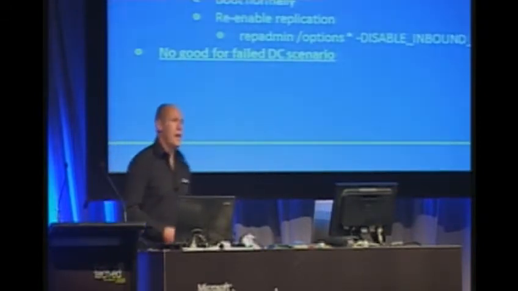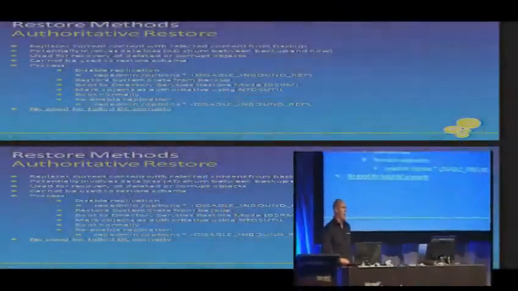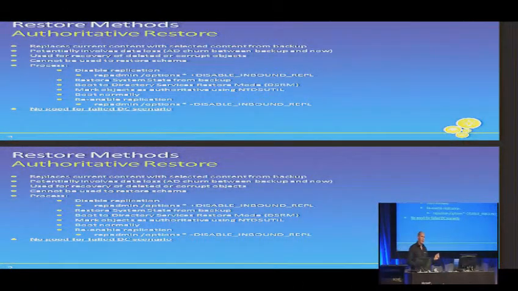Okay, so this is a bit of AD backup and restore 101, but basically there are two types of restore possible within AD. One's an authoritative restore, and the other one's a non-authoritative restore.